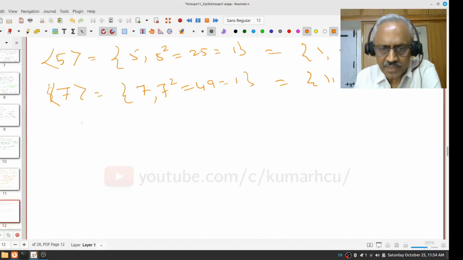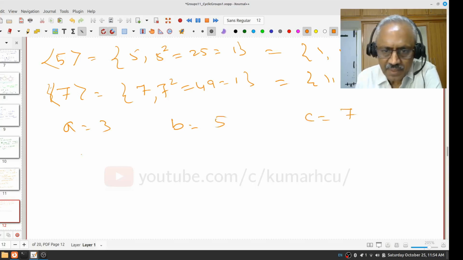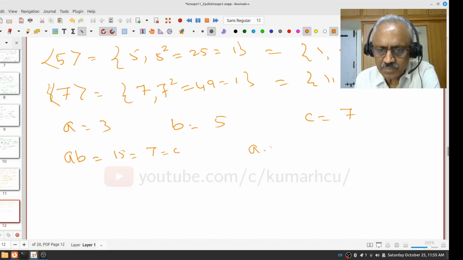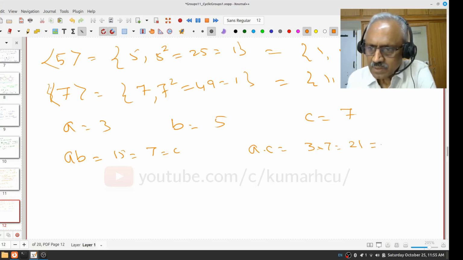So let A equal to 3, B equal to 5, C equal to 7. Right? Therefore, what is A times B? That is 15. 15 modulo 8 is 7. Therefore, it's C. And what is A times C? That is 3 times 7, 21. That is 5. Right? 2 times 8 is 16, 16 plus 5. Therefore, it's 5.